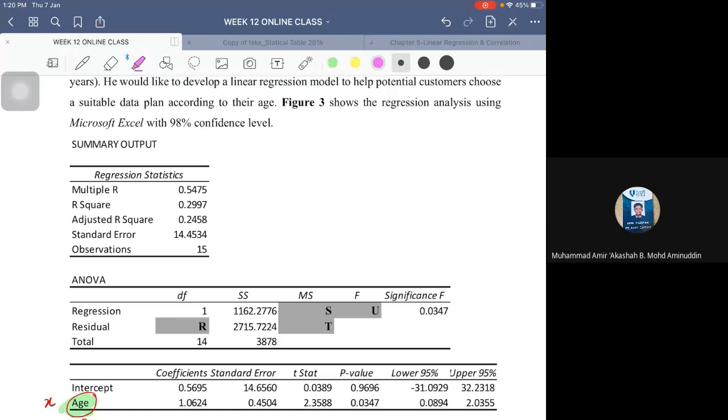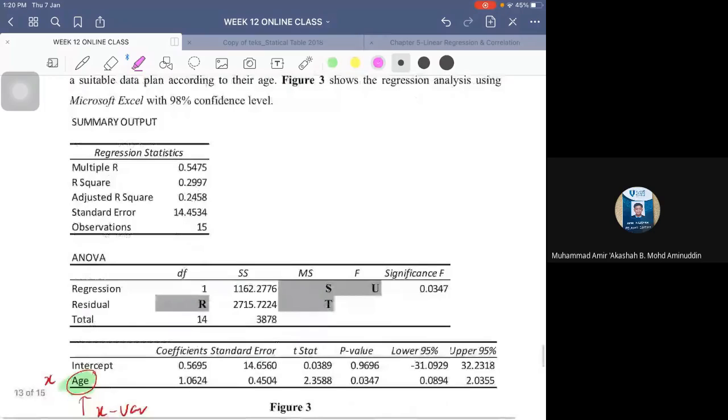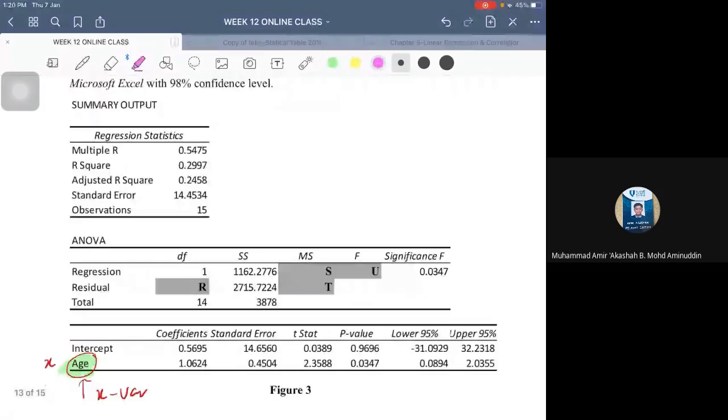The R square, just square ke R. No, it's R. R. Kat mana value R?